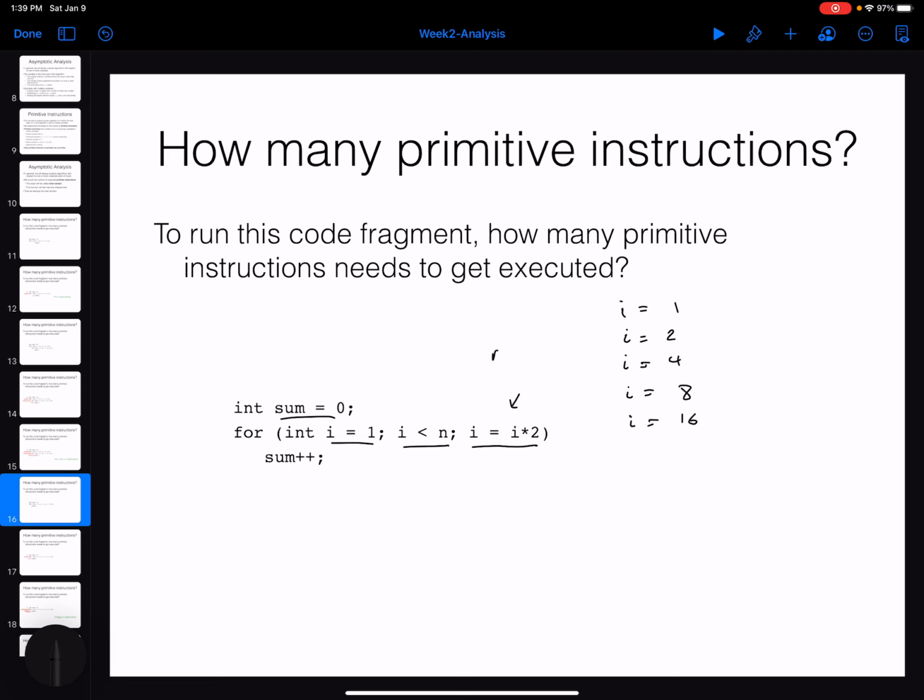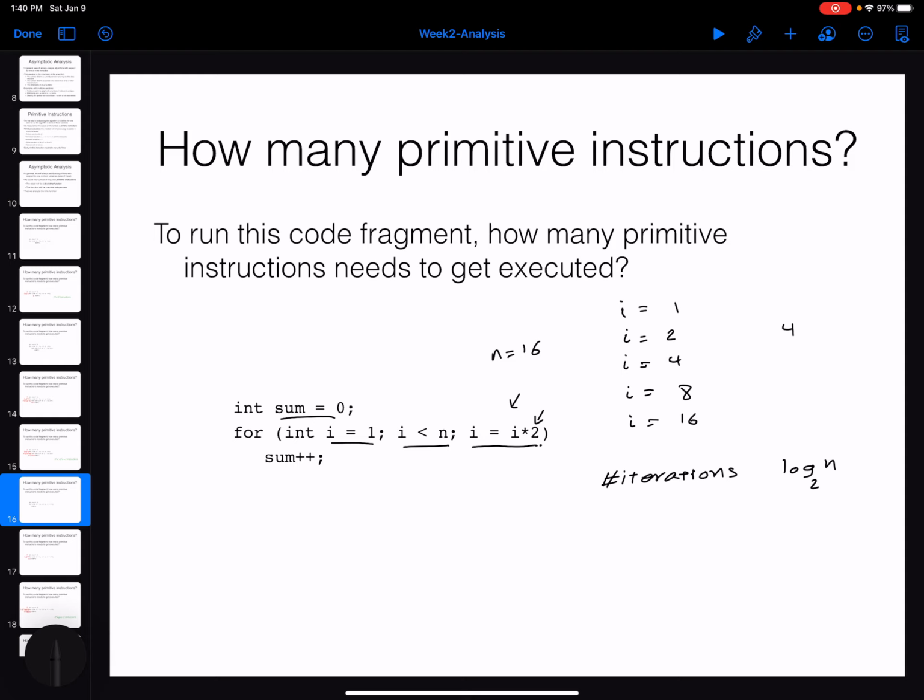For example, if n is 16, the number of iterations basically is going to be 4, right? But still, there is a relation. There is actually a formula. I can find a formula for the number of iterations. So the number of iterations this time is not going to be n, but it is going to be log of n, right? Because it is log of n in base 2, since each time I am multiplying i by 2.